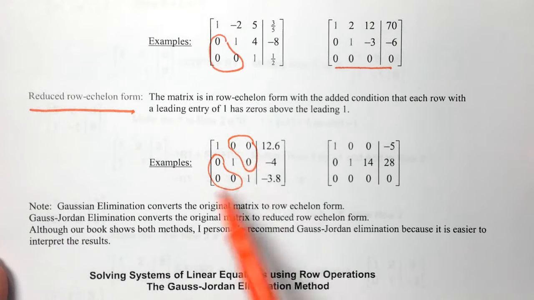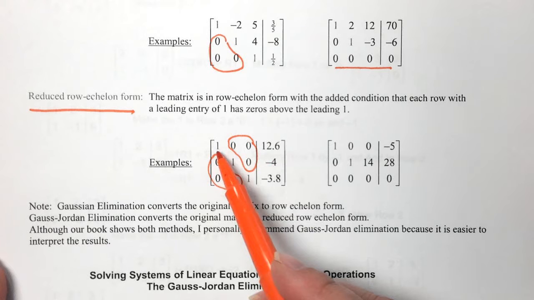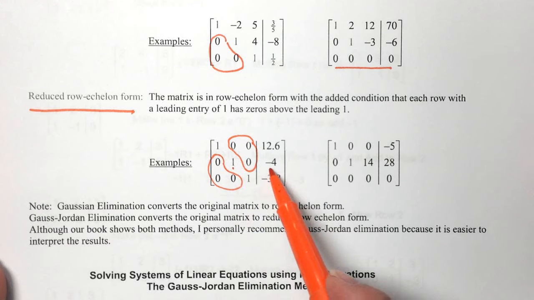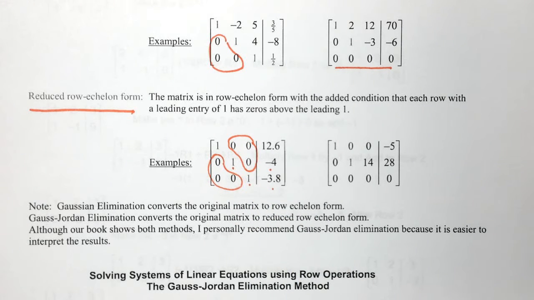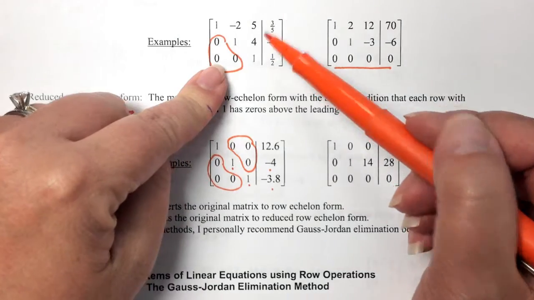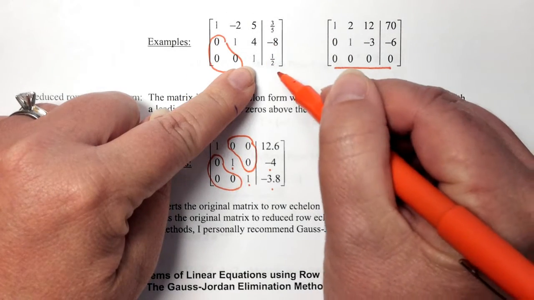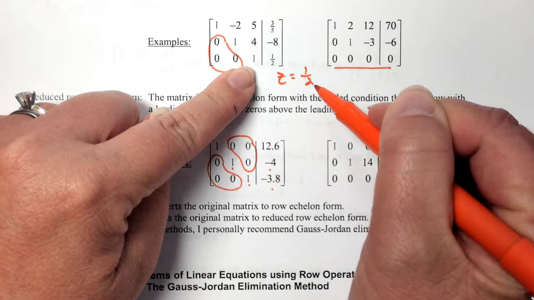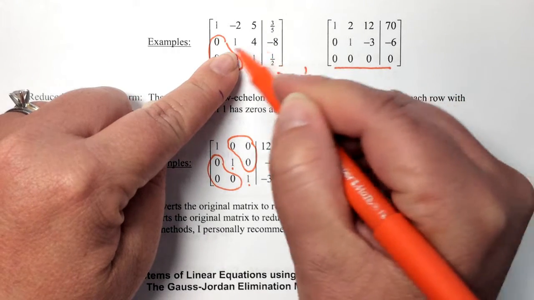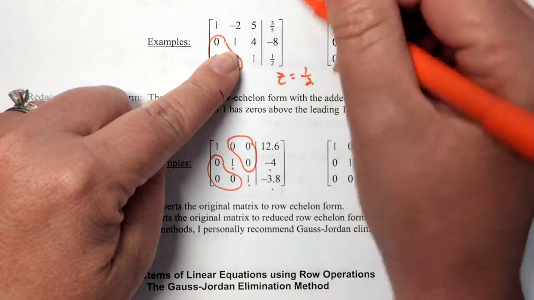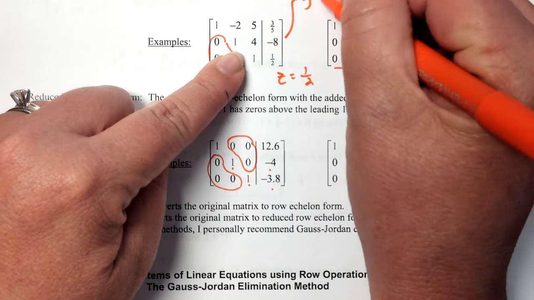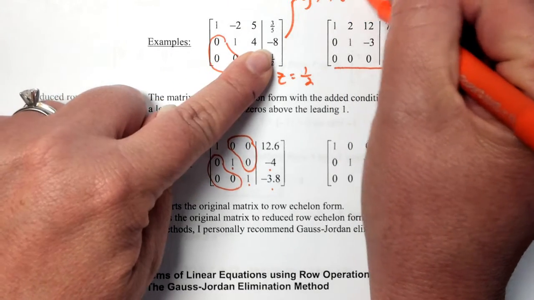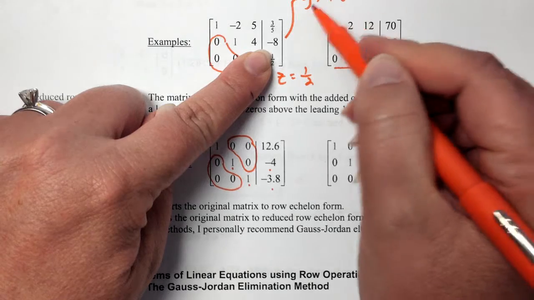Okay? So notice once you get it to this form, in this case we could say, oh, x is 12.6, y is negative 4, z is negative 3.8, and you're done. If you leave it in this format, you can see what z is. You can say, oh, look, z is 1/2. But right here we've got a y and a z. So this one right here is saying, well, y plus 4z is negative 8, and you would have to do a little more work.